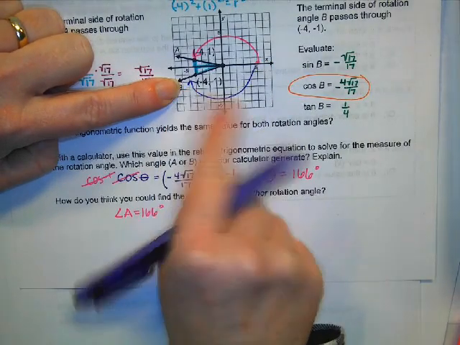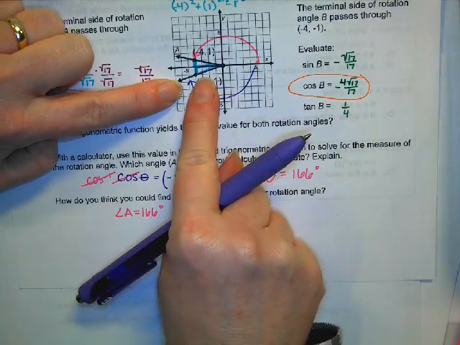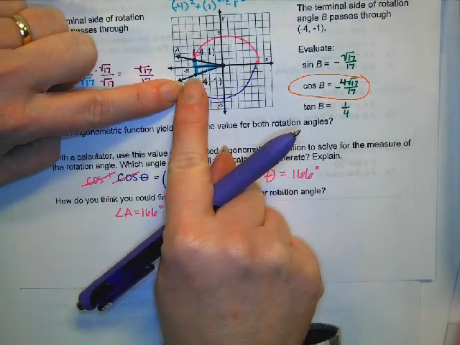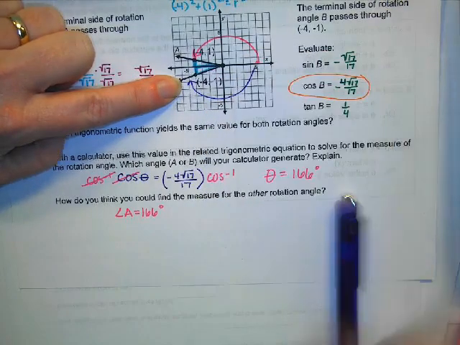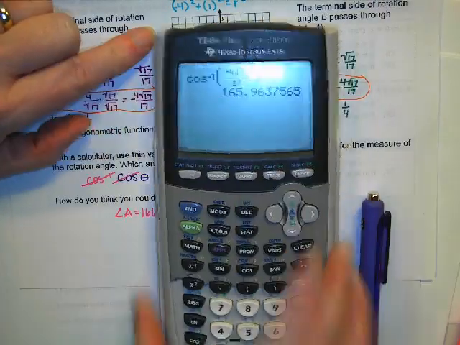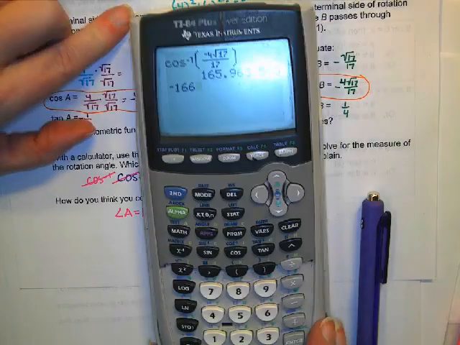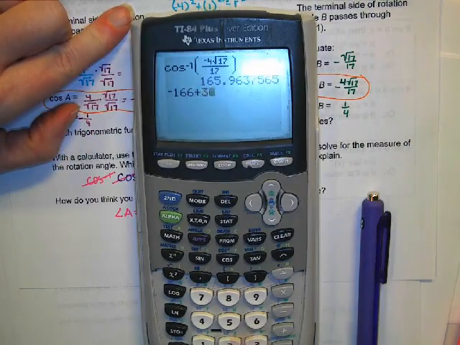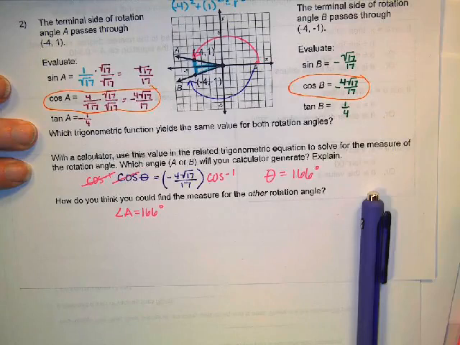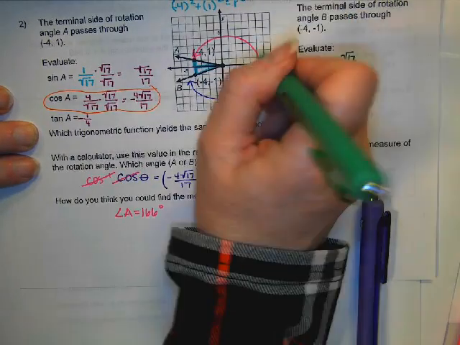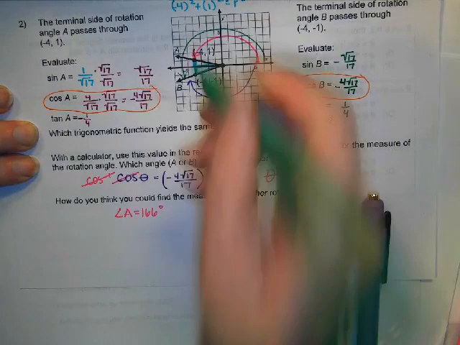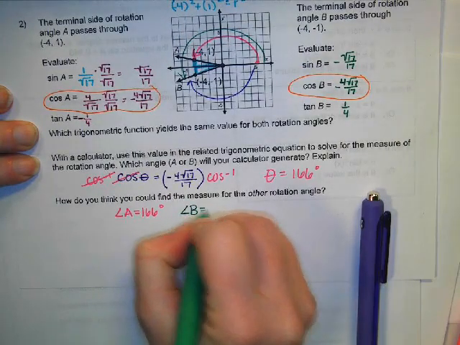Right, it's the exact same. It's a reflection of the one on top, so it's negative 166. So if I add 360 to that, that would give me the positive version. So I'm going to take that 166, make it negative 166, and add 360. You get 194. So this one, angle B, equals 194.